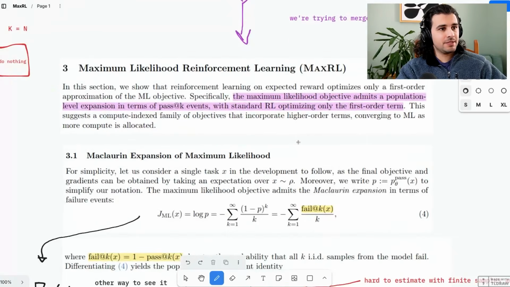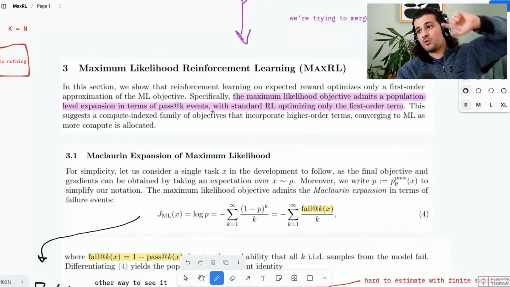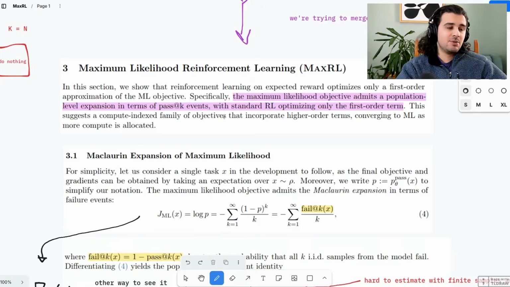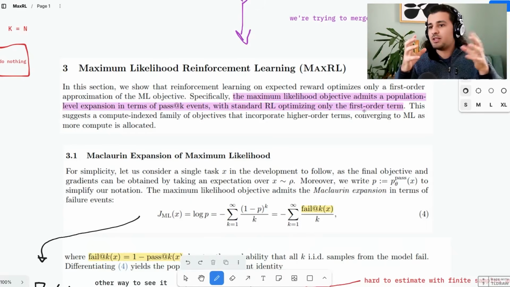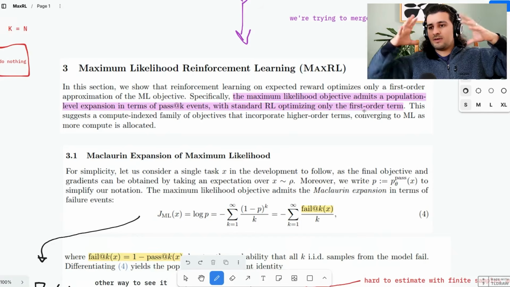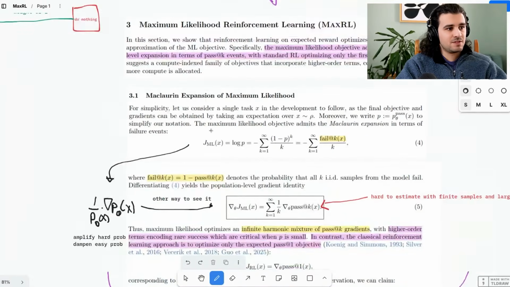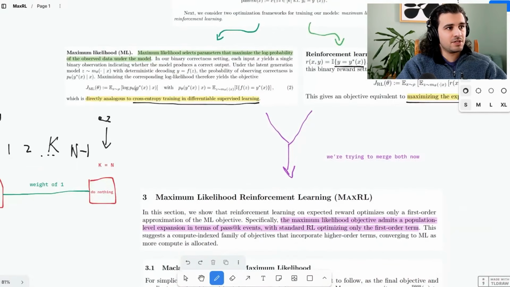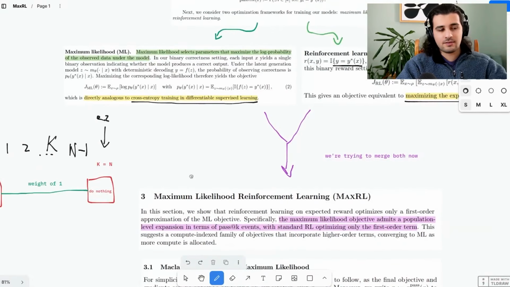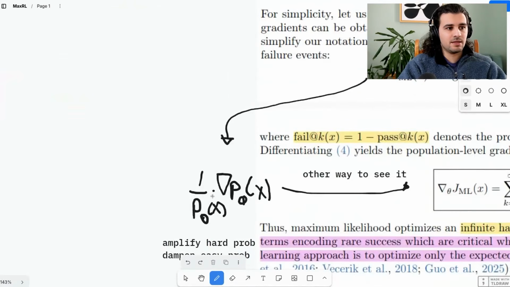If you continue here, the maximum likelihood objective admits a population-level expansion in terms of pass at k. This is the claim at the end, and this is what we're going to get. With standard RL, you're optimizing only the first order term. This is where they're going to show that standard RL is a sub-problem of the bigger maximum likelihood objective. If you take the derivative of the log over here, you get 1 divided by p, and then you get the derivative of the p here.